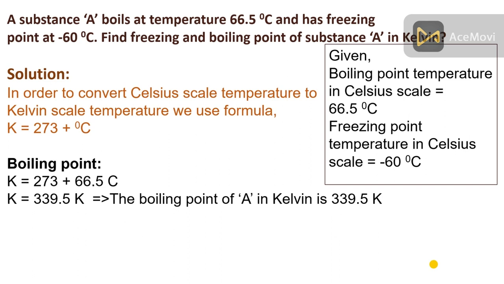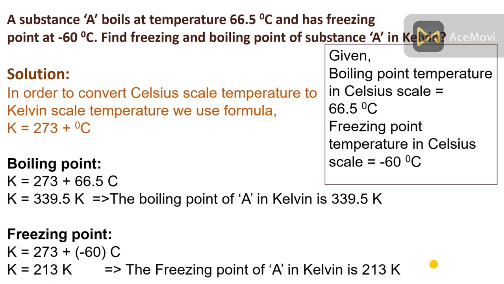Freezing point is K equals 273 minus 60. K equals 213 Kelvin. Therefore, the freezing point of A in Kelvin is 213.